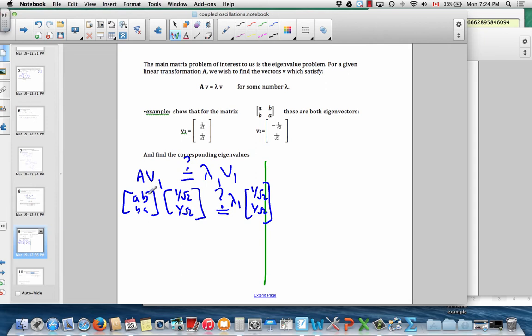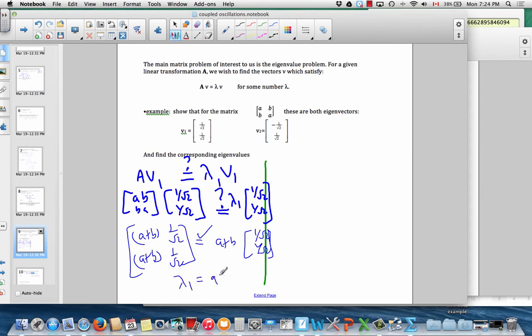So it's going to be A times 1 over root 2 plus B times 1 over root 2. So that's A plus B times 1 over root 2. And then this just works out to be the same thing, because it's B times 1 over root 2 plus A times 1 over root 2. And we see that this, of course, is just A plus B times our vector. So it is indeed true that this matrix multiplied by this vector is a constant, and the constant is A plus B.